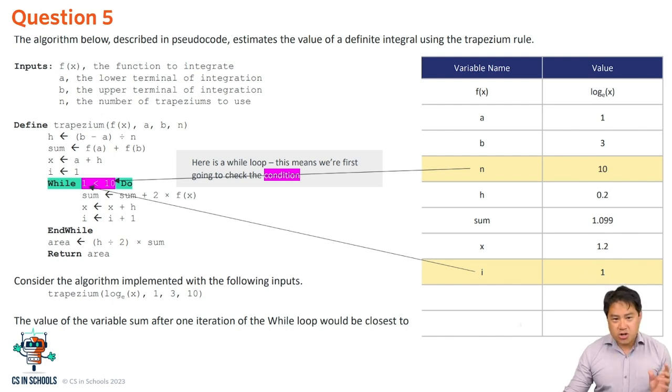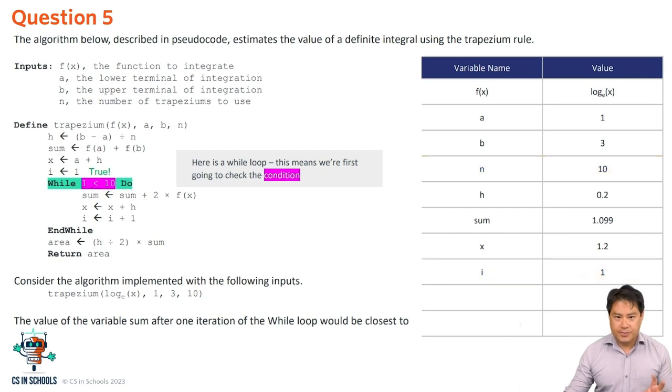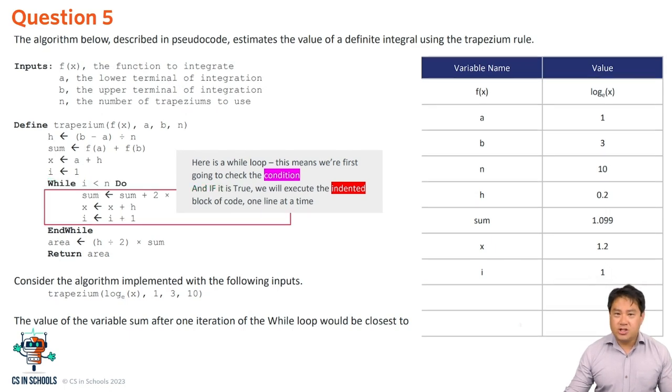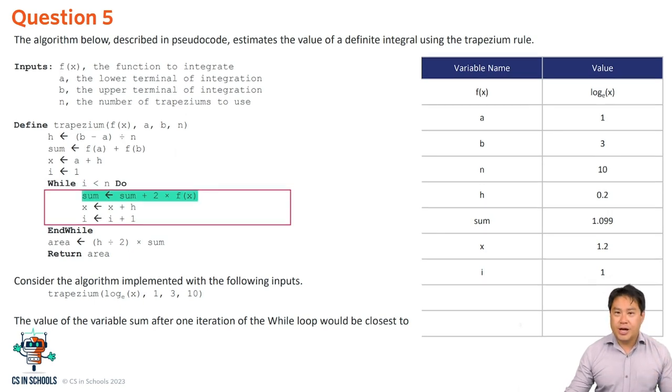Now when the expression after the while statement is true, we are going to go inside the loop and execute the indented lines of code. So it's true, so we're going to go into the indented block of code. And just like in the previous video, we're going to go through the lines of code one at a time. So let's do that. The first line of code there is assigning sum plus 2 of f of x into sum. So let's substitute in our values.